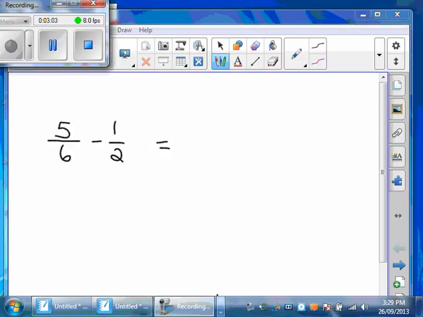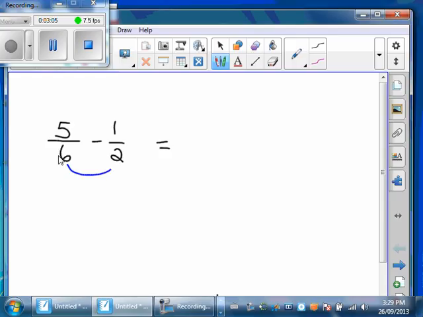Well, what happens when we have two denominators that are not the same? Well, just like when we're adding, we have to find a way to make them the same. So the way that we do it is we find our lowest common multiple. And remember, when we're finding our lowest common multiple, that is just simply skip counting. A multiple is just skip counting. It's just how many times you've actually had to skip count. So let's start skip counting.